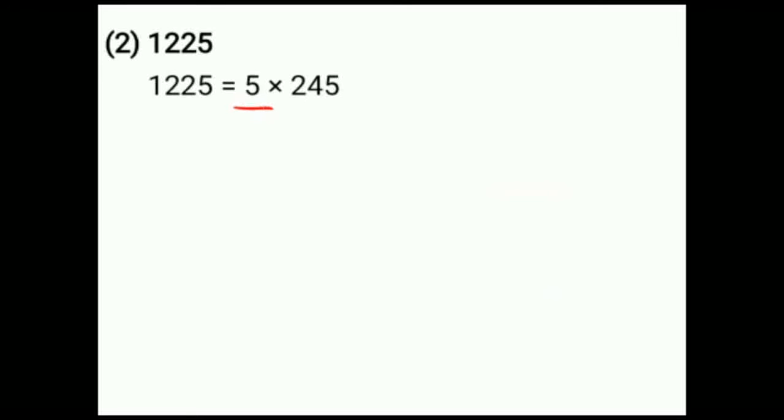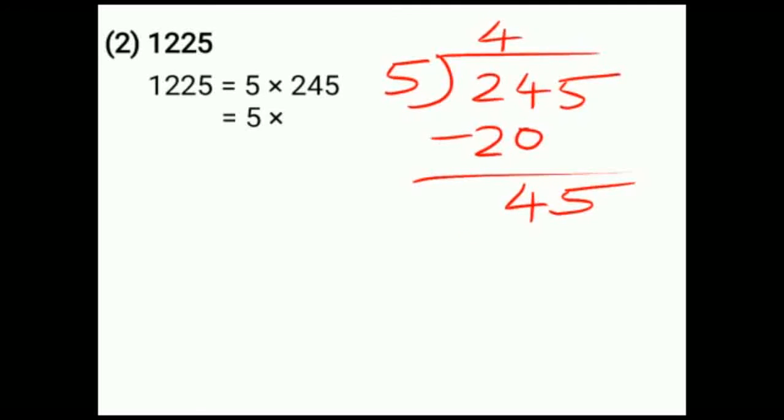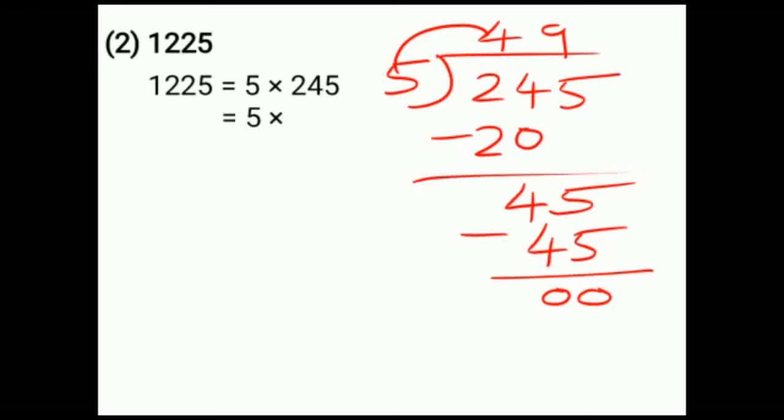Now this 5 write as it is. Next step, you have to divide 245 by 5 because the unit place 5 is there. Five fours are 20. 4 minus 0 is 4. 5 bring it down. 5 nines are 45. That is 5 into 49, which you have to write in the next step.